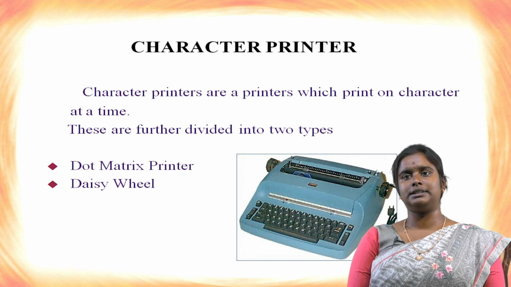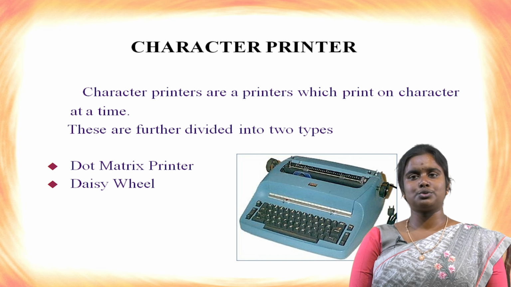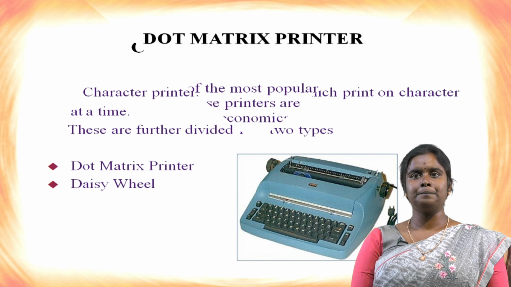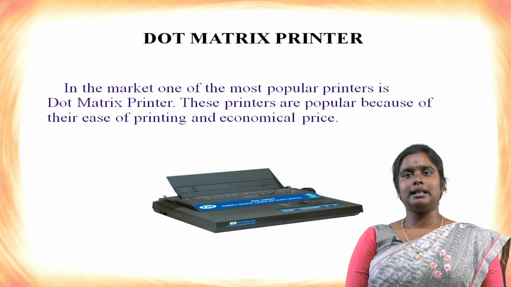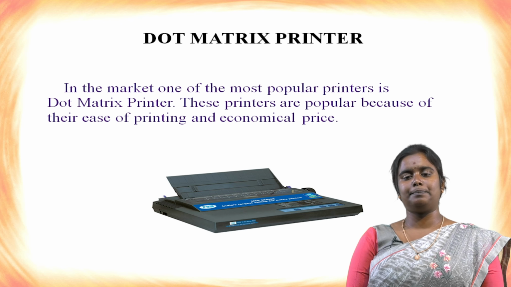Character printers are printers which print one character at a time. These are further divided into two types. The first one is dot matrix printer and the second one is daisy wheel printer. Dot matrix printer: in the market, one of the most popular printers is the dot matrix printer. These printers are popular because of their ease of printing and economical price.